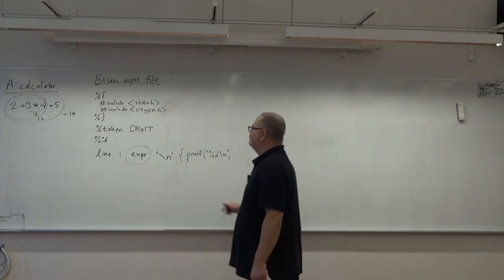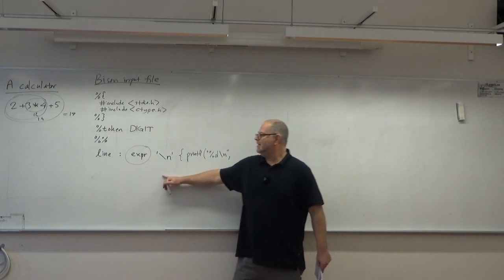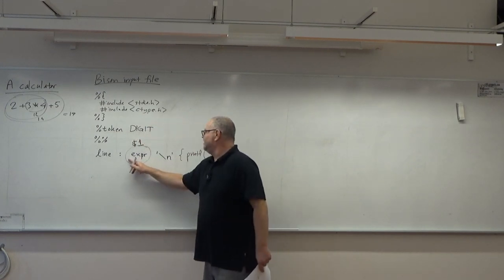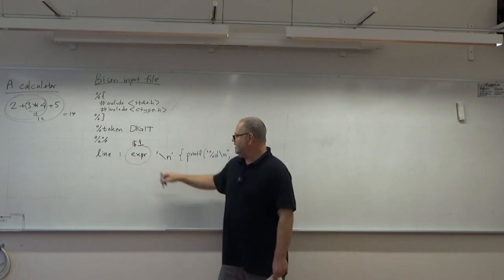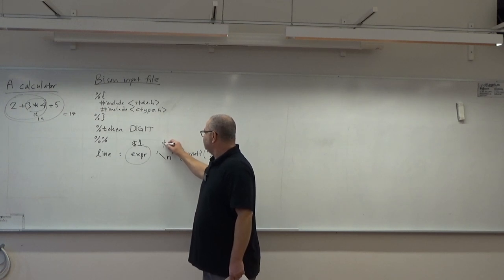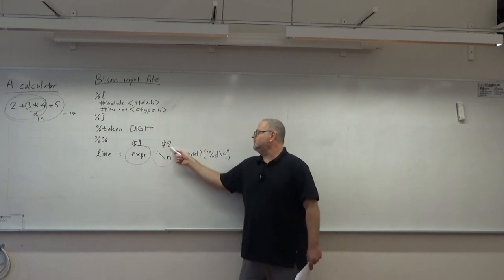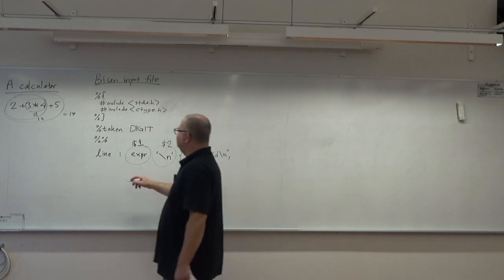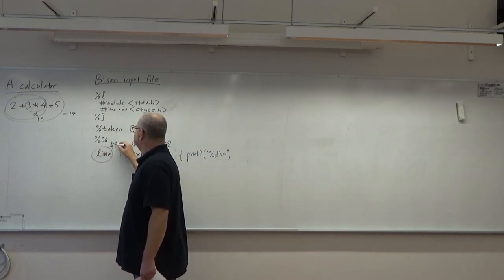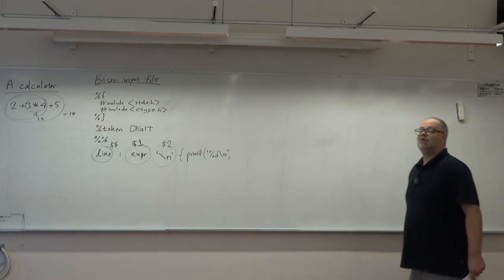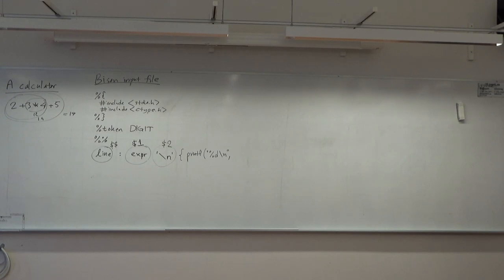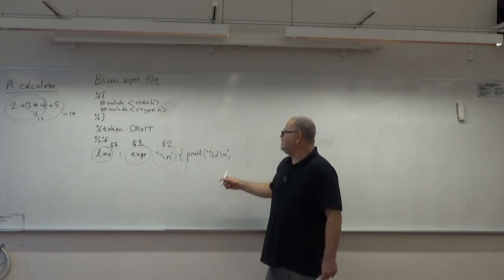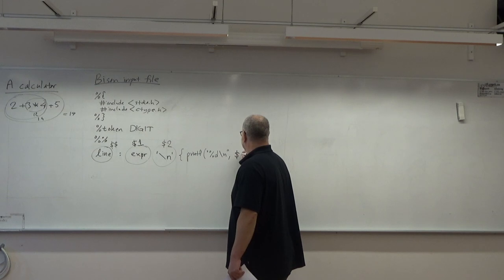In Bison, you have what could be called a dollar system. The attribute value of the first thing after the colon on the right-hand side is called $1. The attribute value of the second one is called $2. Now, this is just end of line, so it won't have much of an attribute value. And the resulting left-hand side will have an attribute called $$. These are by default integers. So to print the value of the expression, I say $1.